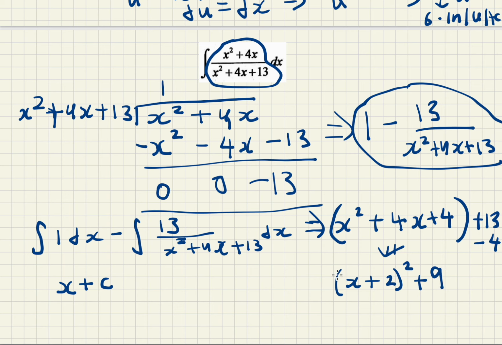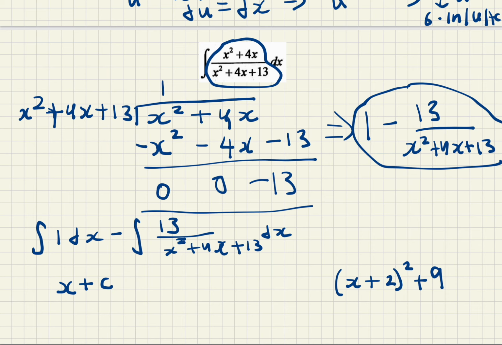So what we have now is this as the denominator. This is equivalent to this. All we did was complete the square. So we can erase this to get more space, and we can replace this with x plus 2 squared plus 9. So x plus 2 the whole square plus 9 dx.